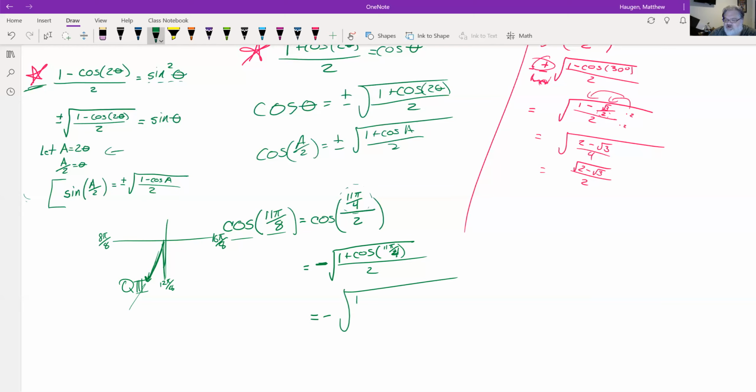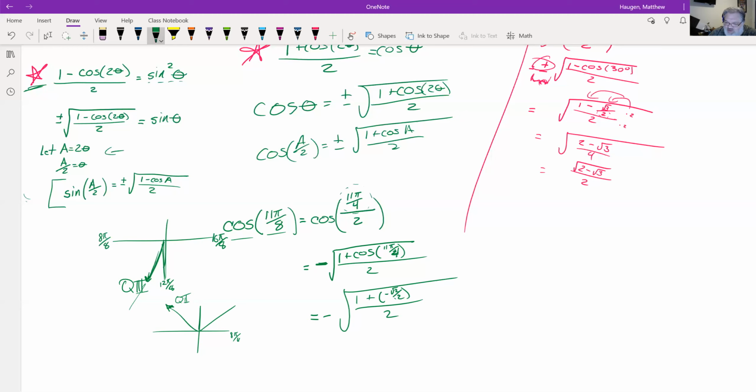But past that, we can certainly determine 11 pi over 4. What's 11 pi over 4? All the way around would be 8 pi over 4, 9 pi over 4, 10 pi over 4, 11 pi over 4. That's in quadrant 2. Cool. So the 11 pi over 4 is in quadrant 2, which still makes it negative. So negative the square root of 2 over 2 divided by 2.